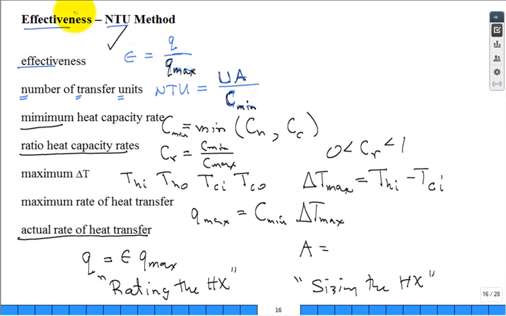Well, remember, effectiveness is for rating. NTU is for sizing. You look at the definition of NTU. Area is going to be the number of transfer units times the minimum heat capacity rate divided by the overall heat transfer coefficient. So there are two methods for analyzing heat exchangers: the log mean temperature difference and the effectiveness-NTU method. When you think about it, there are two main themes when analyzing heat exchangers. One is trying to figure out what it is going to achieve in transferring heat, what its rate of heat transfer is. The other is, how big do I need to make it, size it.